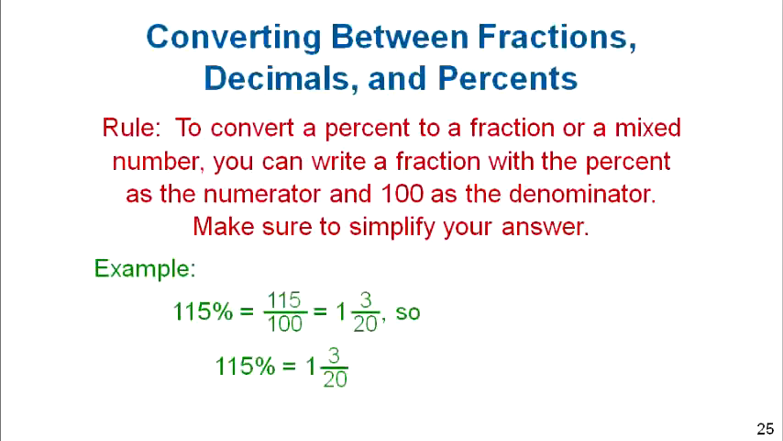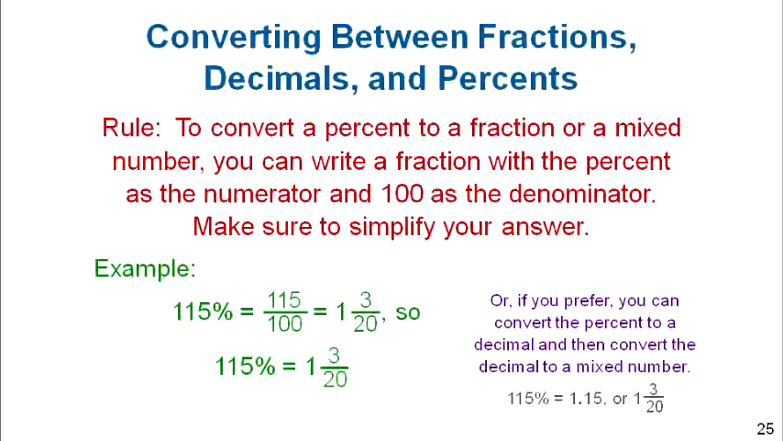As another example, we can say that 115% is equivalent to 115 hundredths, which simplifies to 1 3/20. Or, if you prefer, you can convert the percent to a decimal and then convert the decimal to a mixed number. To work this example using this method, you would begin by noting that 115% is equivalent to 1.15, which is equivalent to 1 3/20.